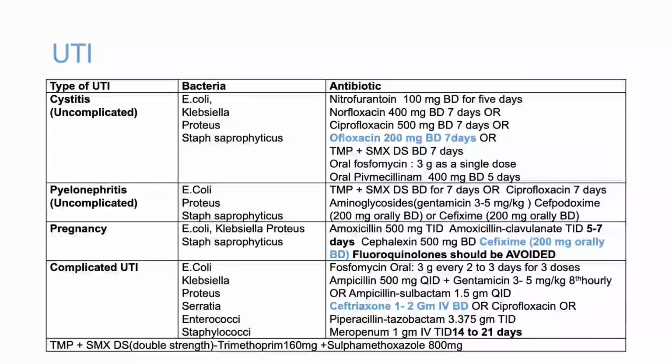In pyelonephritis, we can go for higher antibiotics or a combination of antibiotics like ceftriaxone with gentamicin or fluoroquinolones IV, or ceftriaxone alone can be started. So in pyelonephritis, if the patient is sick, we have to give IV antibiotics. So there norfloxacin alone will not be sufficient. We have to give ceftriaxone, that is a third generation cephalosporin, with an aminoglycoside.